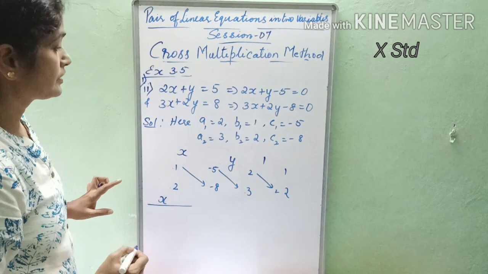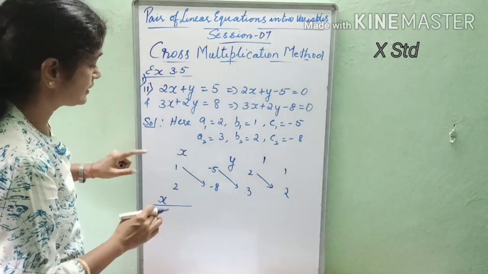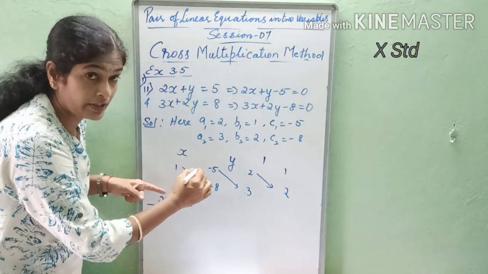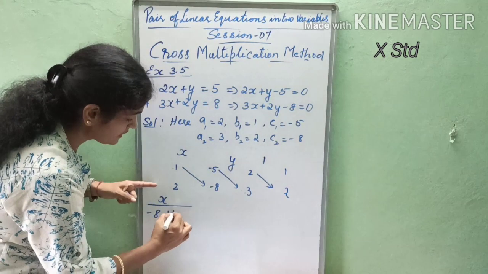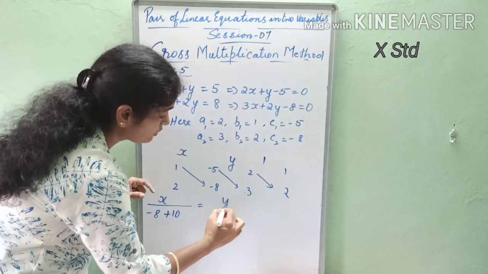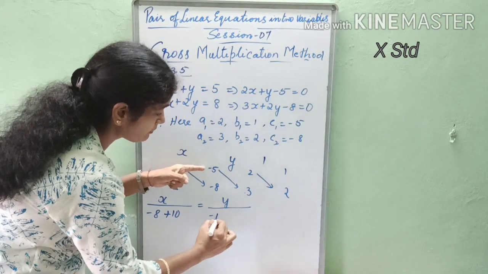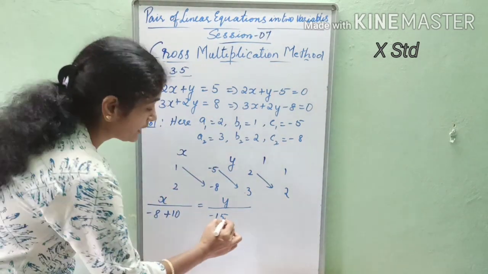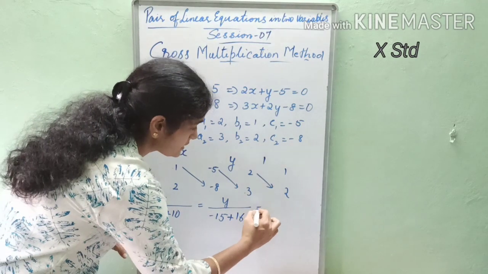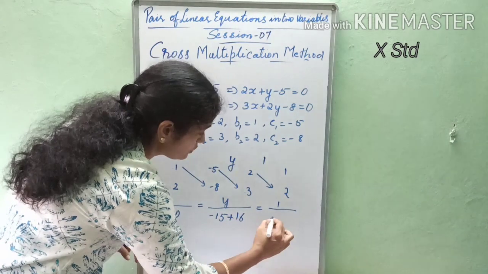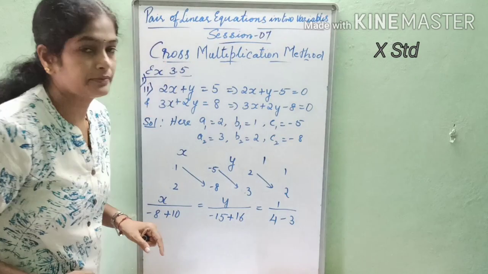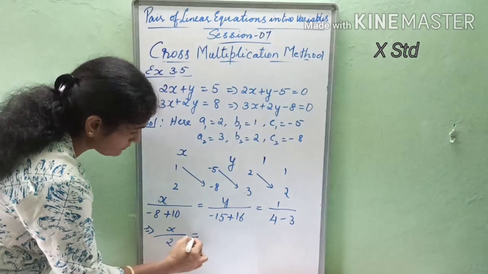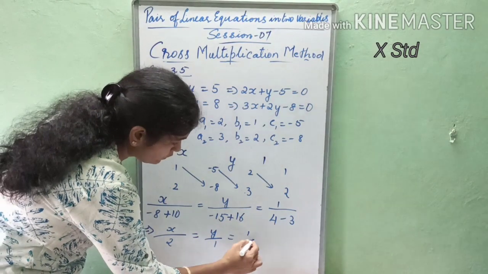Signs are correct. So 1 into minus 8 is minus 8. Then 2 into minus 5 is minus 10. Minus of minus is plus. Then this is equal to y by minus 5 into 3 is minus 15, minus 8 into 2 is minus 16, minus of minus becomes plus, so plus 16, so 1 by 2 into 2 is 4 minus 3. Then simplify the denominators: it is x by 2, y by 1 and 1 by 1.